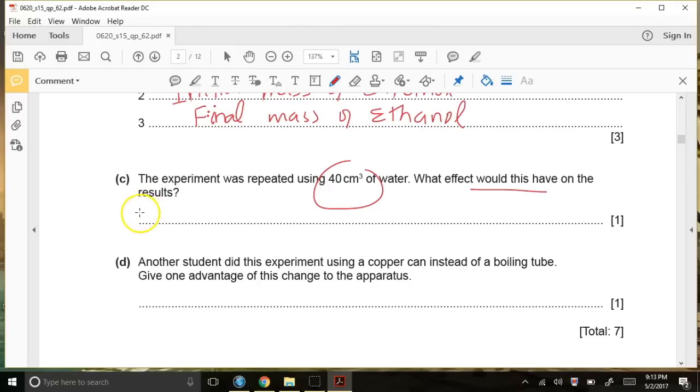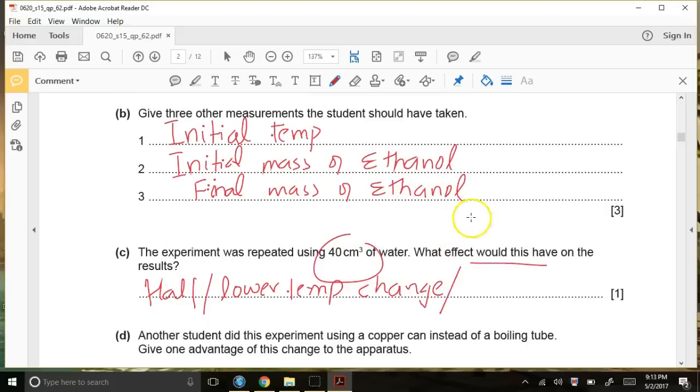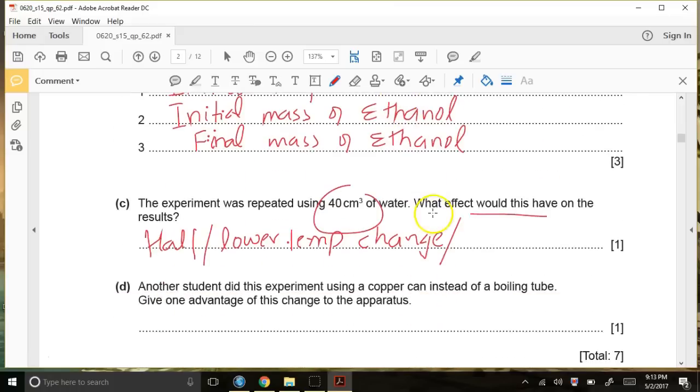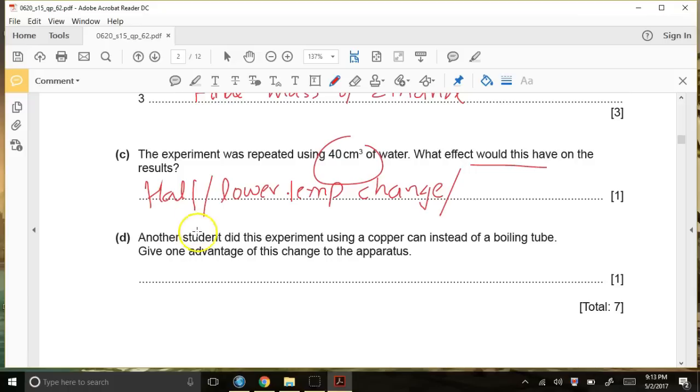So we could say half, or we could say lower temperature change. So that's one effect that can happen. Or also, if you want to bring it equal to the amount of heat that was absorbed by this, that means you have to keep on heating for a much longer time. So it will take more time. So you could also say it will take more time.